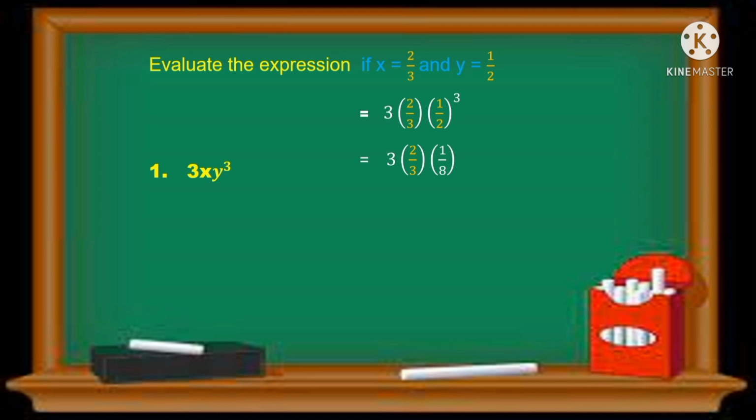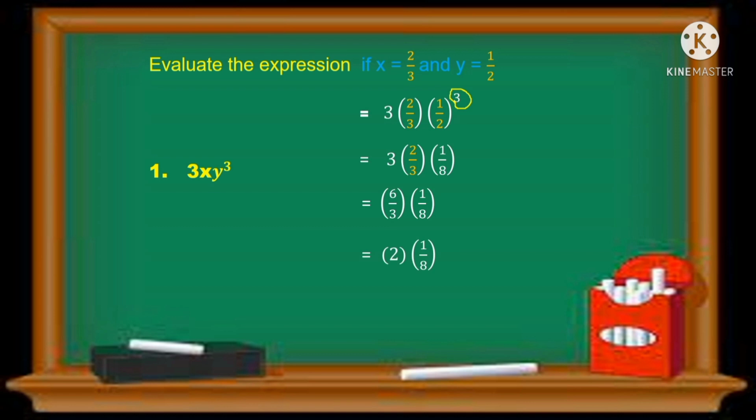Then simplify. First, because you have to solve first if there's an exponent, 1/2 cubed, or the quantity of 1/2 cubed, gives us an answer of positive 1/8. Then 3 times 2/3, so 3 times 2, 6 over 3, times 1/8.